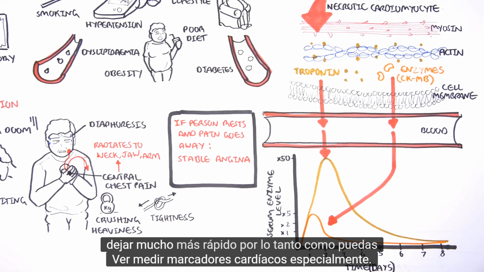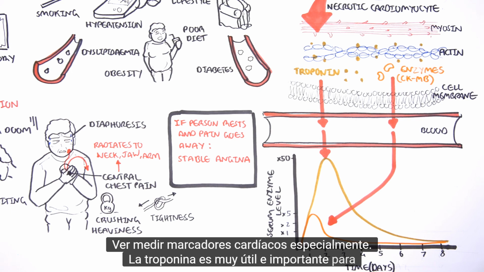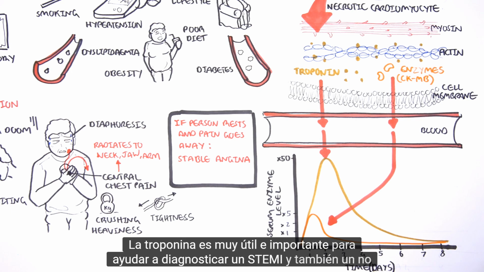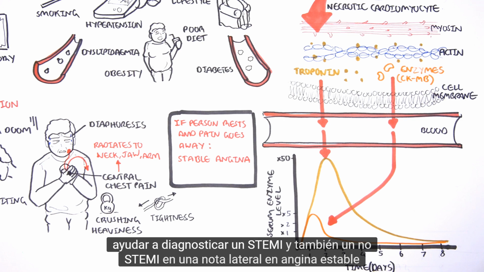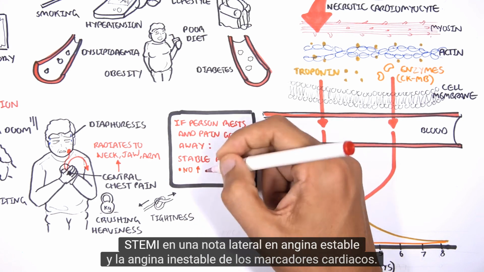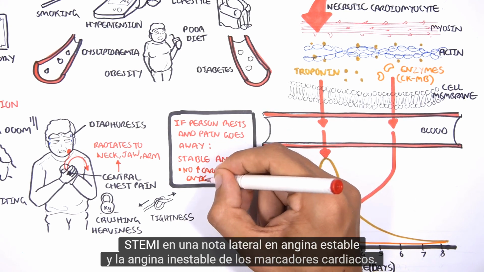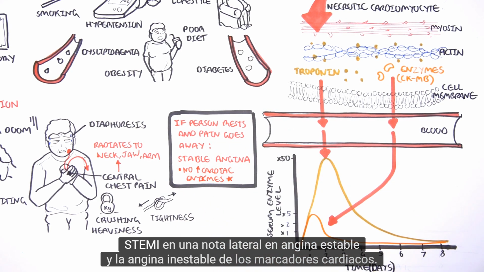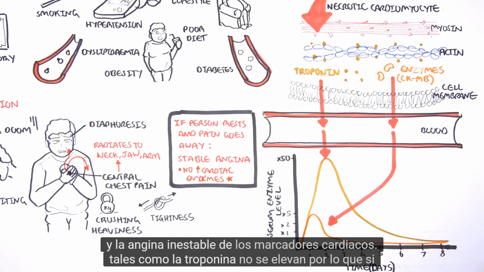Thus, as you can see, measuring cardiac markers, especially troponin, is very useful and important to help diagnose a STEMI and also a non-STEMI. On a side note, in stable angina and unstable angina, the cardiac markers, such as troponin, are not elevated.